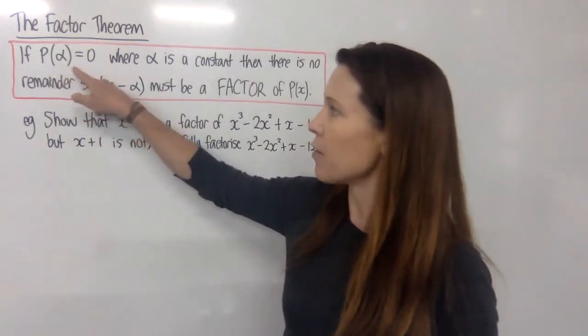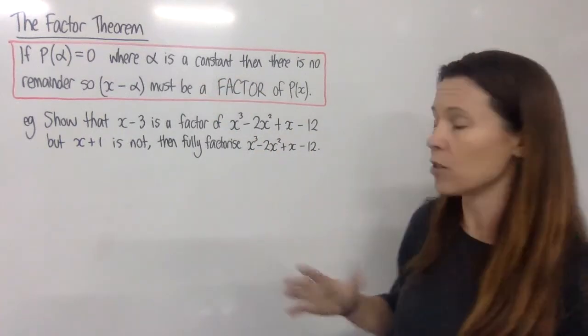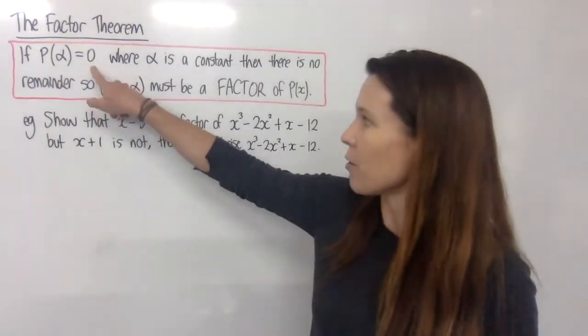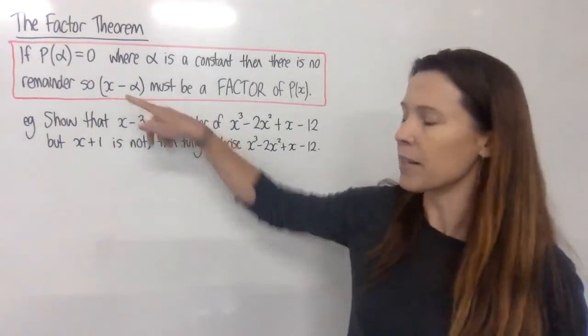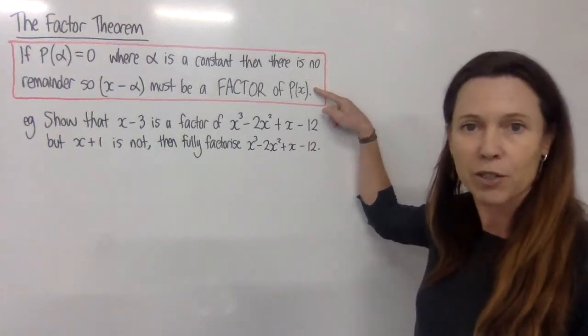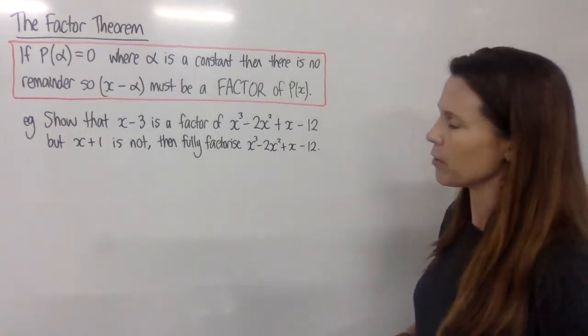Now, if p of alpha is 0, and in this case alpha has to be a constant that's not actually 0, then what we found is that there is no remainder. So that means that x minus alpha must have actually been a factor of our original polynomial. So that's the factor theorem. Let's put a big box around it.